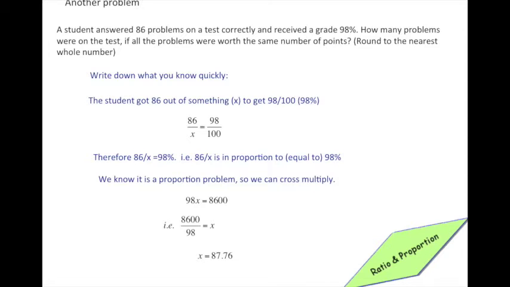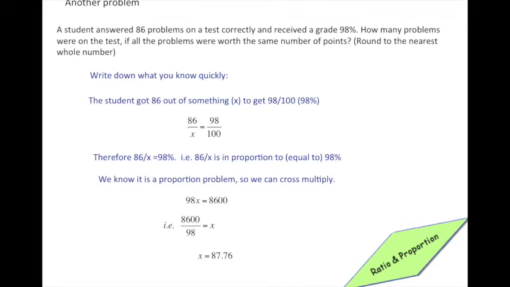We know that if we did do 86 divided by 88, it wouldn't equal 98 because of this whole rounding. So yeah, and that's it.